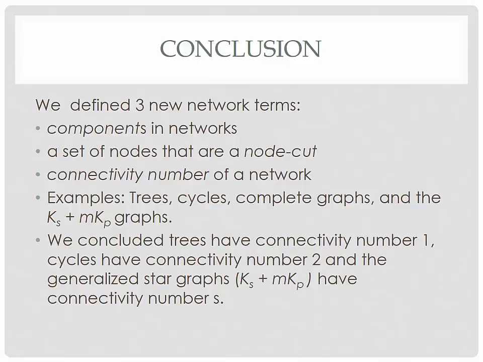So we defined what we mean by a component. We defined a node cut and the connectivity number of a network. We saw that the connectivity number of trees is 1 and cycles is 2. The complete graph is a special case that has connectivity n-1 when there are n nodes. And we looked again at the KS plus m copies of a KP and said it had connectivity number equal to S.